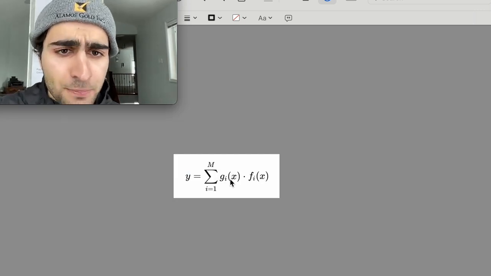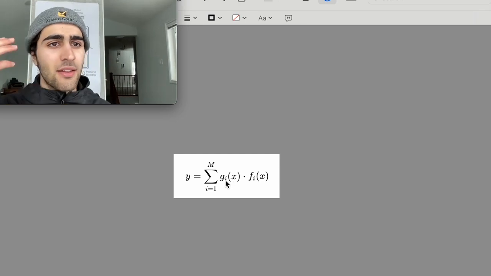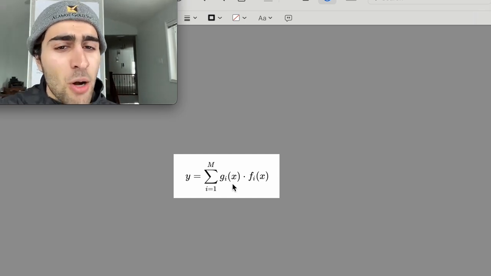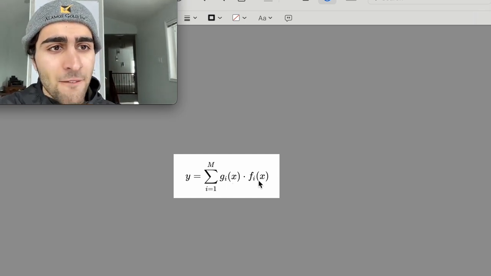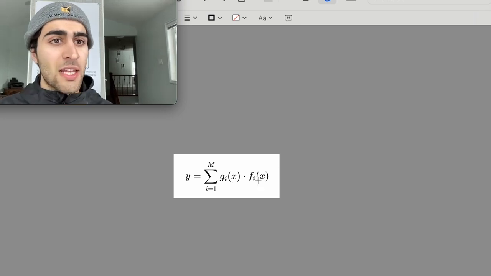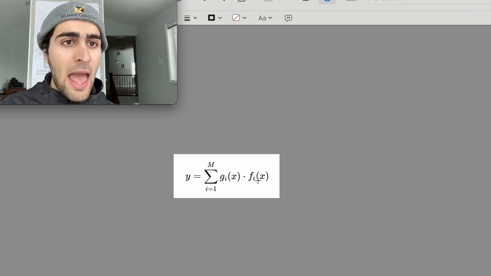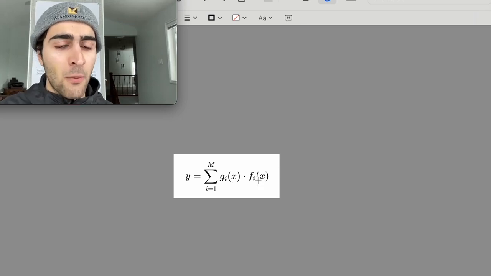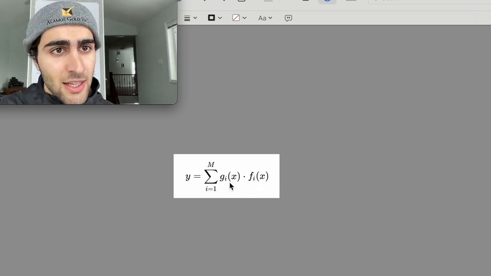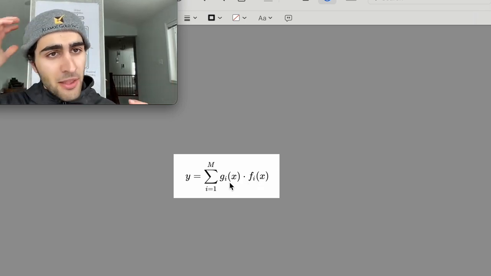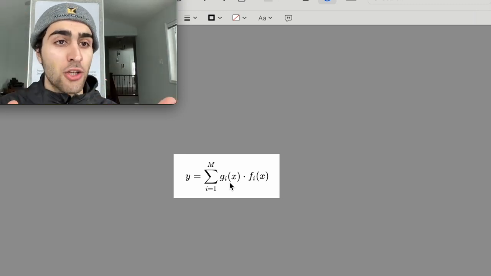So what do we have here? G is the gating function. So this is a probability distribution, and F is the function itself. So this can be thought of in the context of the transformer as the feed-forward neural network. So what this means is that the router or the gating network, same thing, you can think of it as a triage nurse in a hospital.